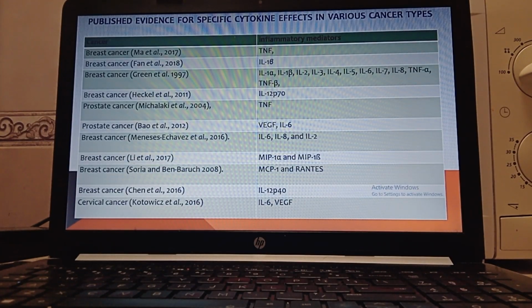Now, this is published evidence for specific cytokine effects in various cancer types. On the left are the cancer types, and on the right are the inflammatory mediators that the researchers reported on.